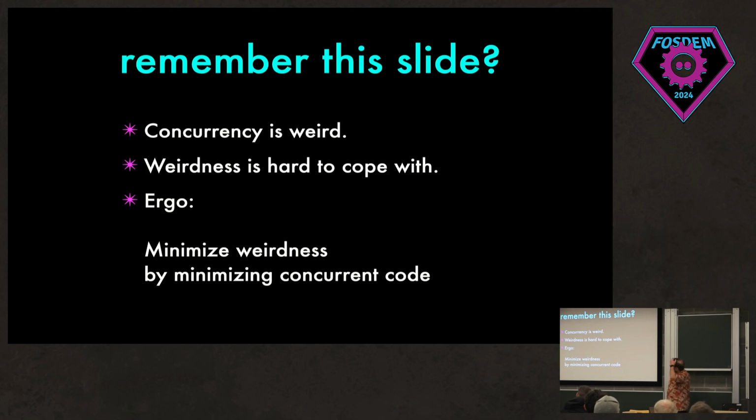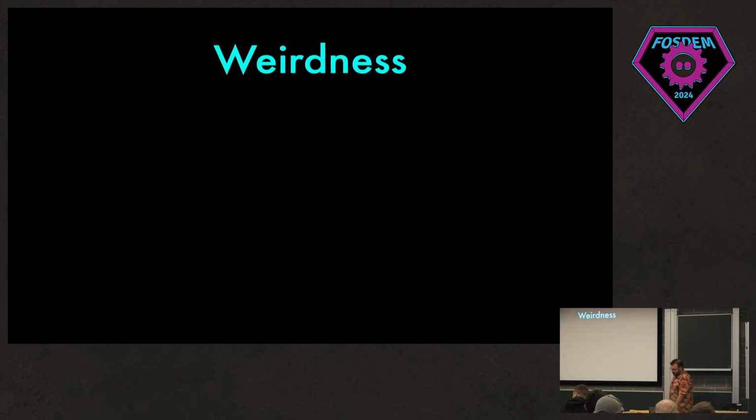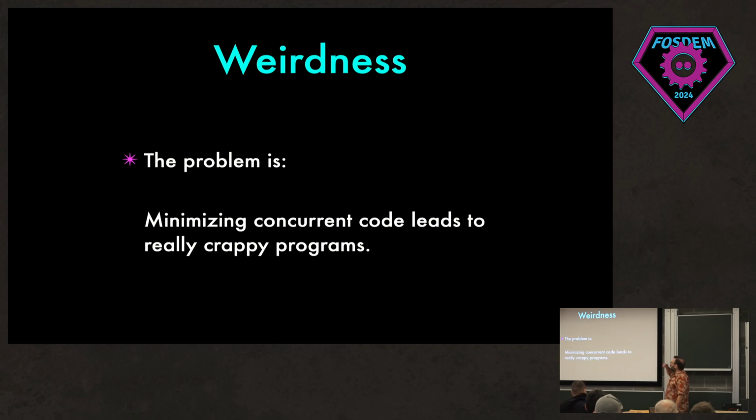So remember when I said this earlier, right? Concurrency is weird, so minimize it by minimizing the concurrent code. That was bullshit. Don't do that. You need to lean into it, right? The problem is this. When you minimize the concurrent code, you write crappy programs. Because you write programs where you're like, all the weird shit's over here, and everything else is coping with it. Right? All of your code is just, yeah, I'm here to cope.